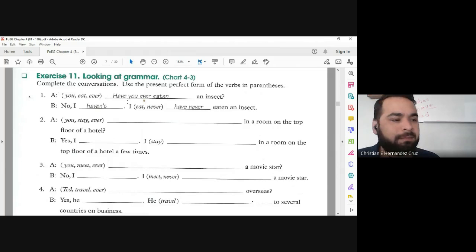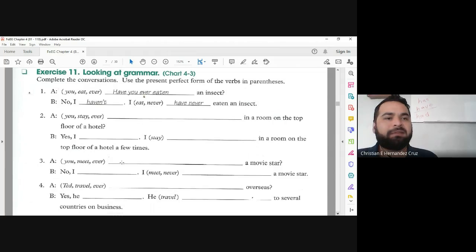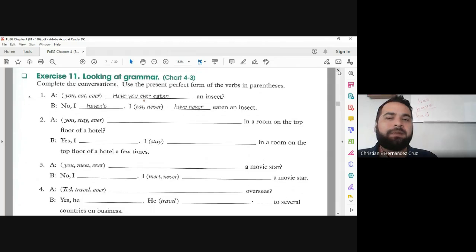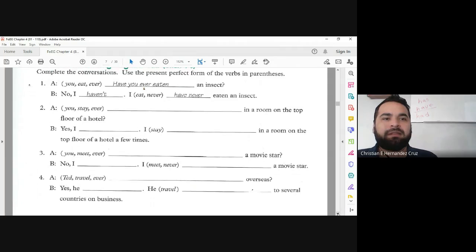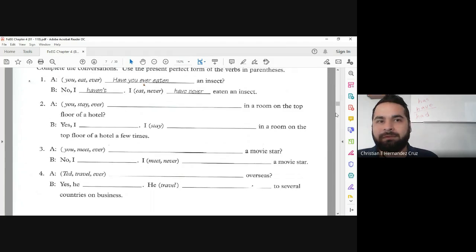Okay, number 2. Have you ever stayed in a room on the top floor of a hotel? So what I want you to do is to take a couple of minutes, complete 2, 3, and 4 of exercise 11. They're already available on Canvas since last week. If not, you can just look at my screen. That's fine. And I want you to tell me these answers.